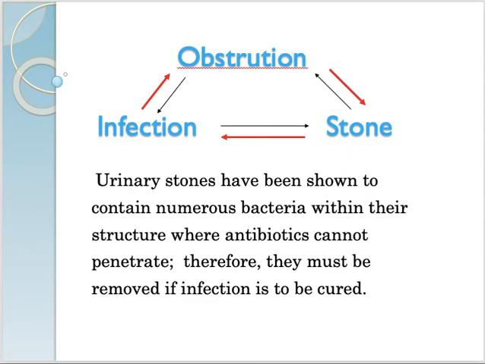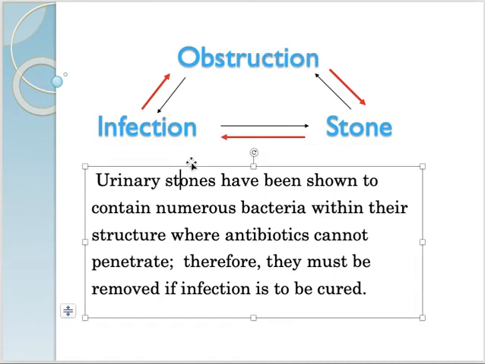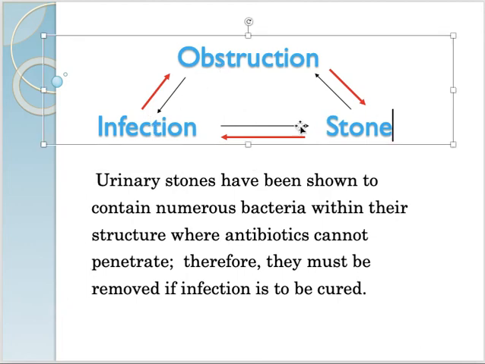So see, a stone can cause infection, and can cause obstruction. Obstruction can cause stone, and obstruction can cause infection. And the same thing, infection can cause obstruction, and infection can cause stone as well. So you can see, this is a circle, and any one of these can basically lead to two different things, right? So this is important.